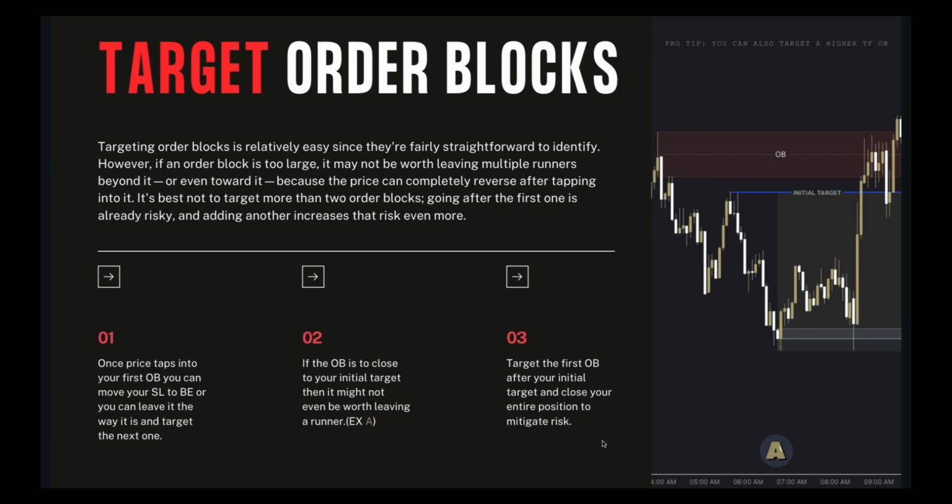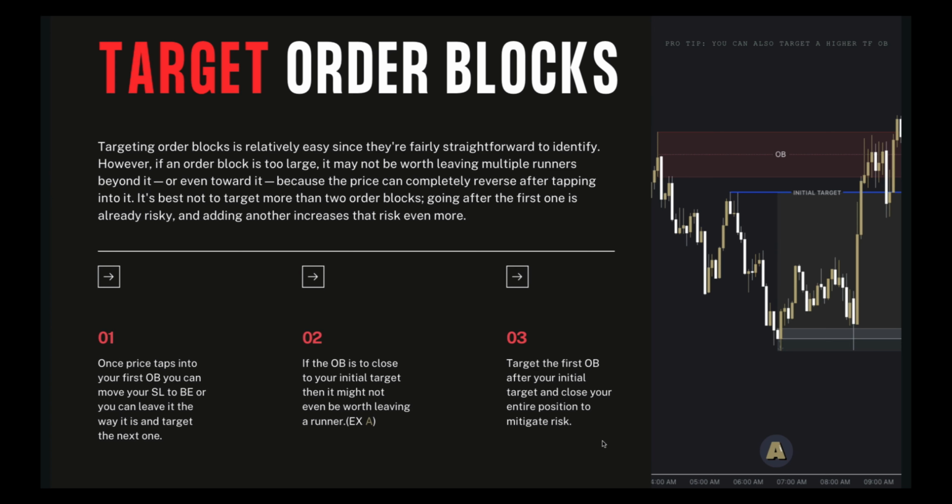However, if an order block is too large, it may not be worth leaving multiple runners beyond it or even toward it, because the price can completely reverse after tapping into it. It's best not to target more than 2 order blocks. Going after the first one is already risky, and adding another increases that risk even more. Guys, leaving runners in general is already more of a risk than there should be, and so having multiple take profits or areas to target is a whole other game.